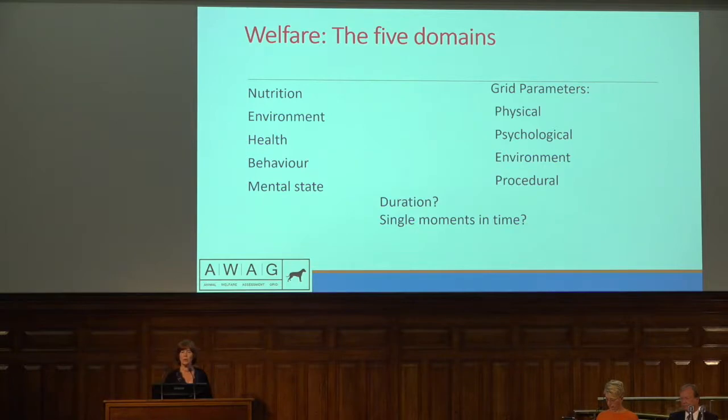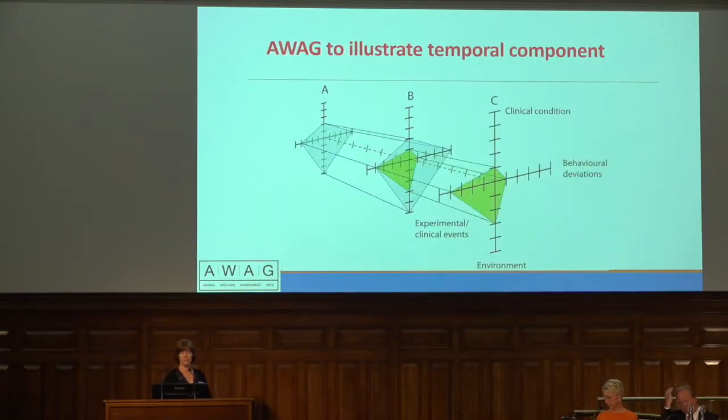But what's important is the duration of whatever it is that's happening to this animal. Often we look at an animal's welfare, it will come into the clinic and you'll assess it and make a judgment at that moment in time. How long's it been going on? How long is it going to go on for? When are you going to see it again? Next week, next month, next year? We tend to look at welfare at single moments in time. What we want to look at is the animal's quality of life and get some sort of lifetime measurement of what's going on. Is it getting better? Is it getting worse? So the AWAG illustrates the temporal component.